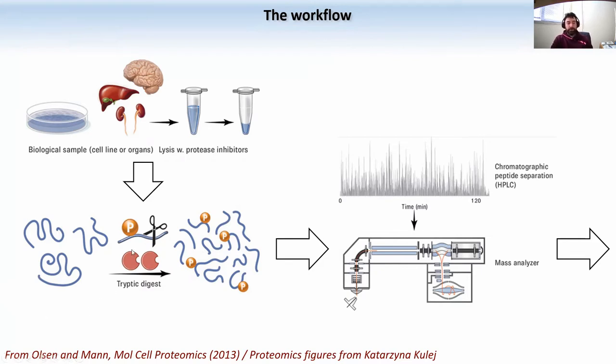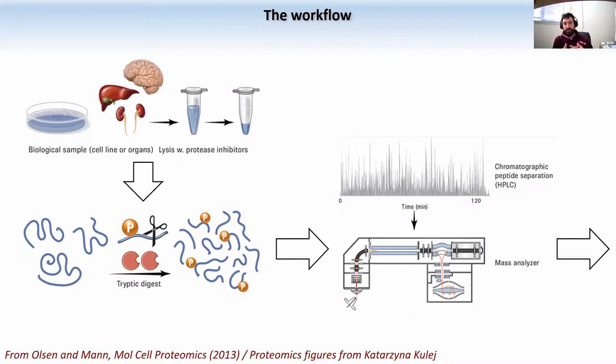So usually we don't inject intact proteins in the mass spectrometer, we chop them into smaller peptides, which is somehow the same type of strategy that we use for any kind of omics. Also, when you analyze DNA, you don't put in the sequence of the entire DNA. You cut it into pieces, either using enzymes or sonication, and then we analyze DNA fragments. And the same goes for proteomics.